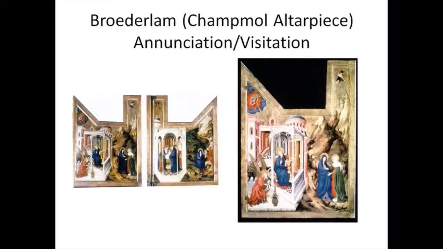This is Broederlam's version of the Annunciation and the Visitation. They were wings of an altarpiece. The International Gothic was indeed international. This is the Northern European version of it. This is one of the wings of the altarpiece on the far right, blown up to give you a better view of all of the details that are included.